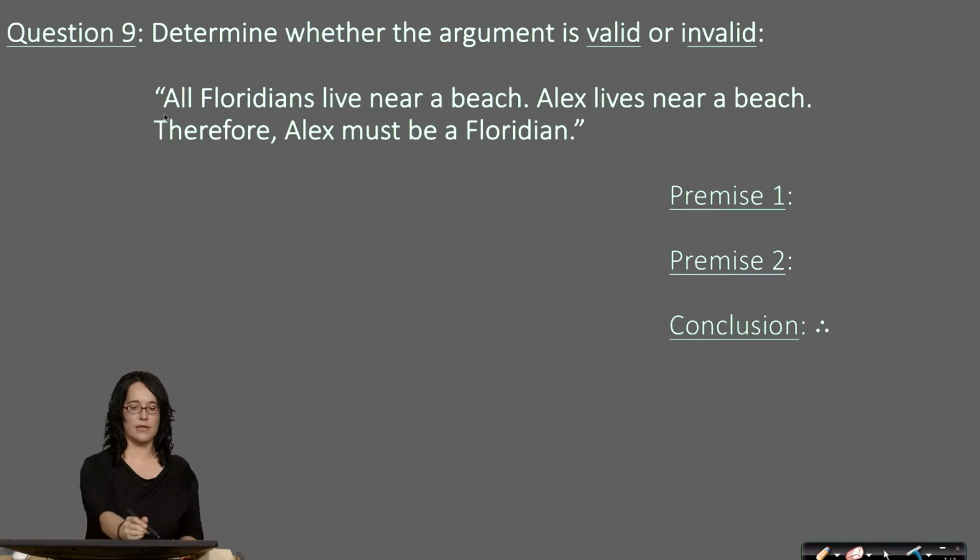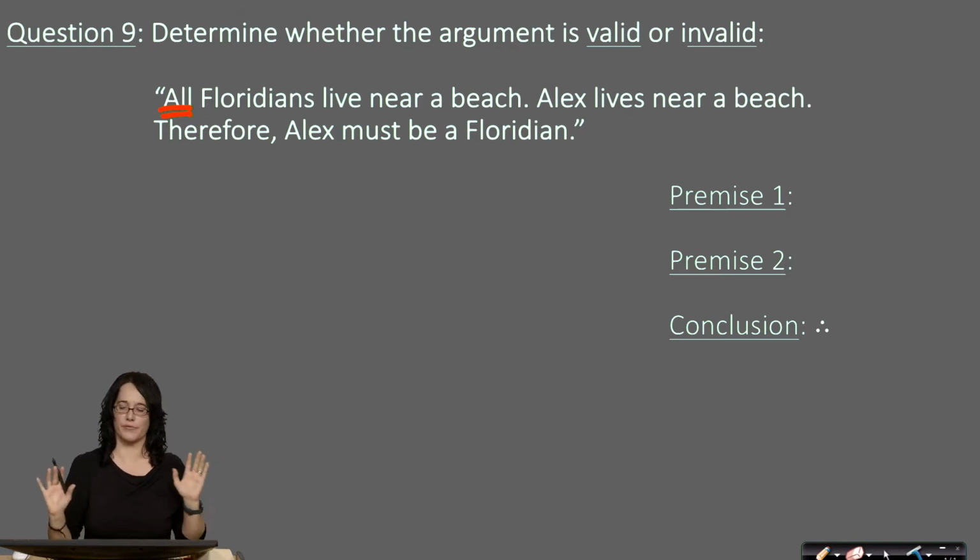So this statement is an all statement. We haven't seen one of these in a while. In a previous video, we might have mentioned one. It says all Floridians live near a beach. Okay, we're assuming that's true even if we know that not to be true. So all Floridians live near a beach. So that's the first premise. Alex lives near a beach. Therefore, Alex must be a Floridian. Okay, so assuming that the premises are true, even though we know in this case they're not, would this have been a valid or invalid argument?